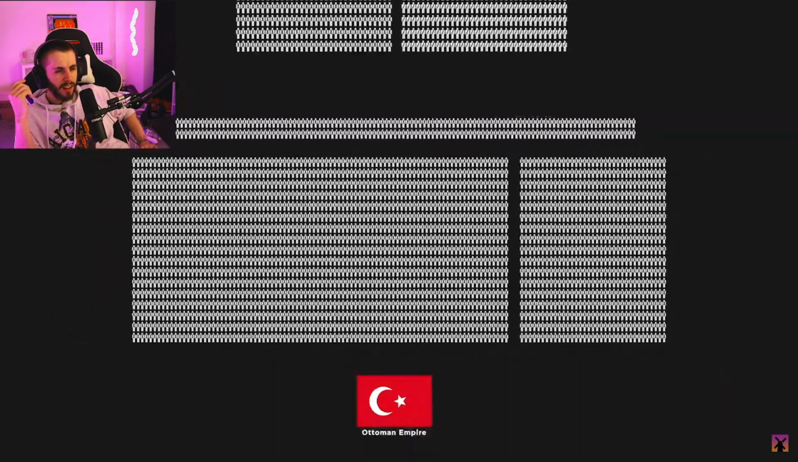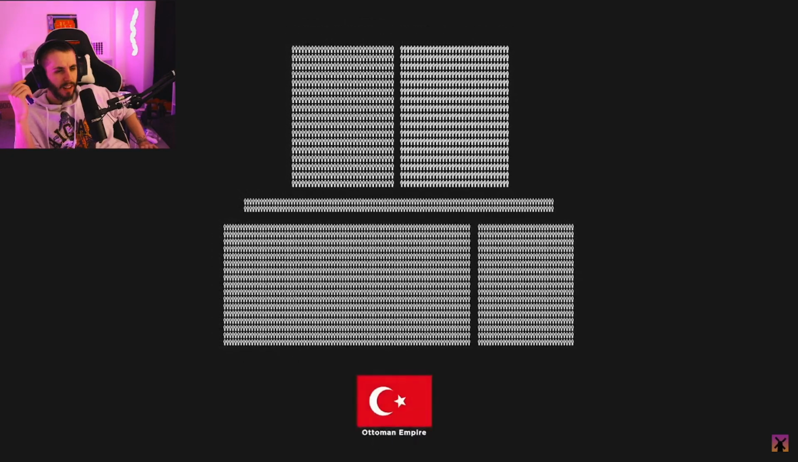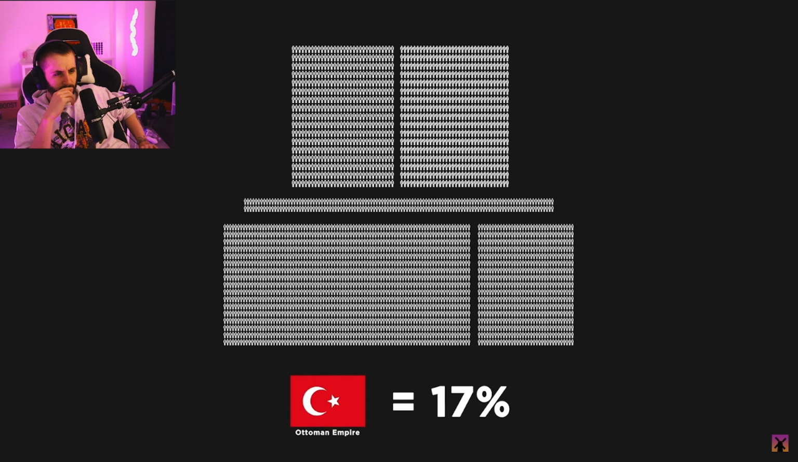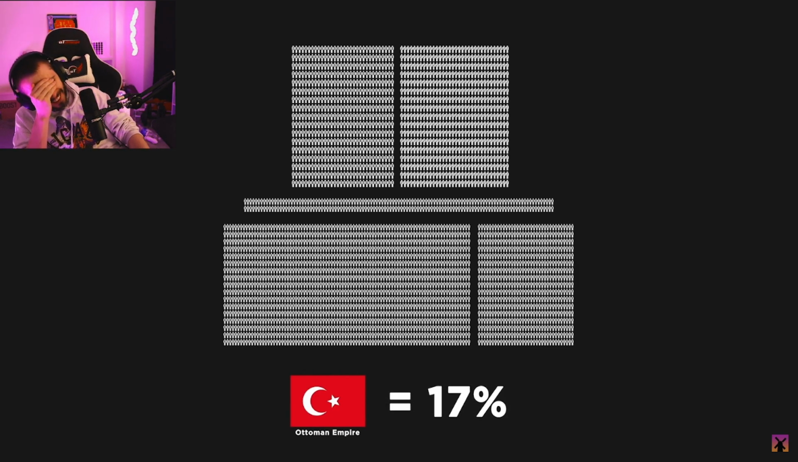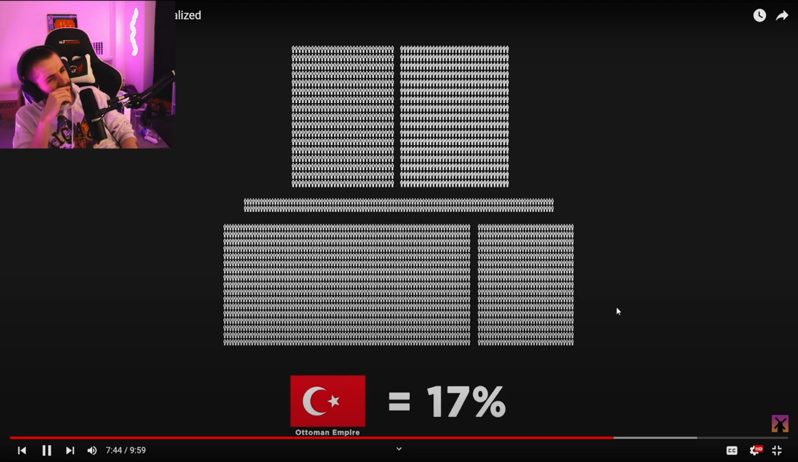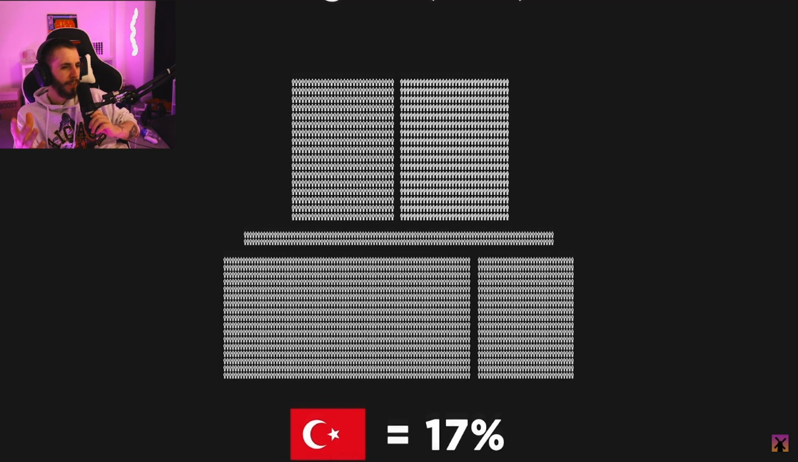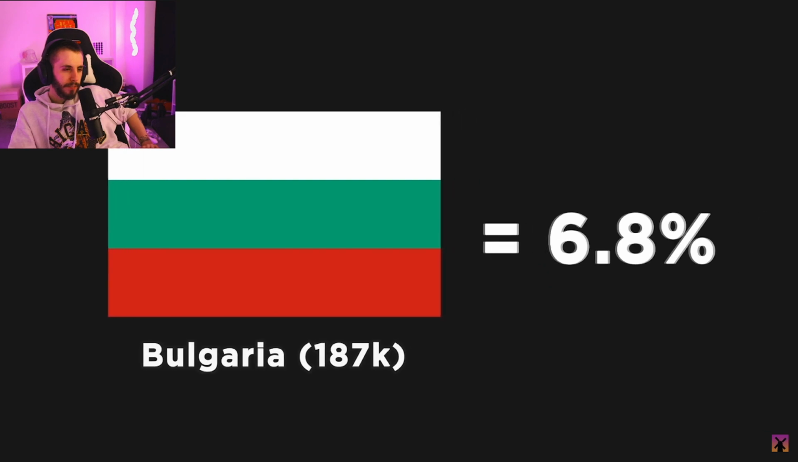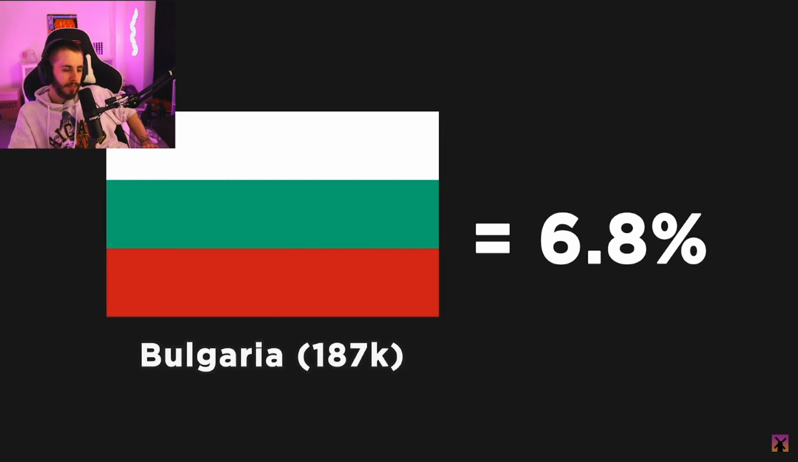Accounting for all of this, in addition to the military casualties, an enormous 17% of the Ottoman Empire's population was killed or wounded during the conflict, which can also help to explain why this empire too didn't survive long after the war was over. That needs a whole video in itself. Bulgaria was another member of this alliance that suffered greatly as well, with 6.8% of their population becoming casualty victims of the Great War.